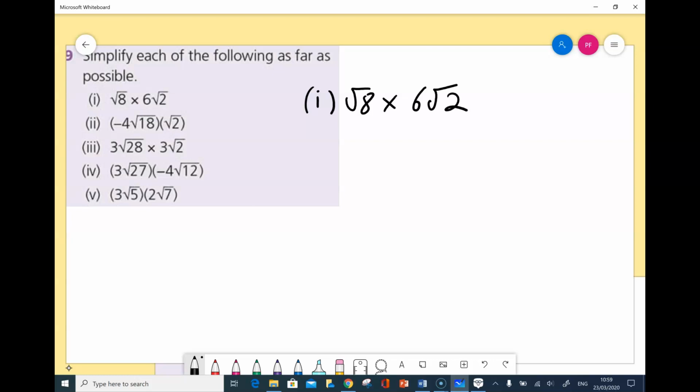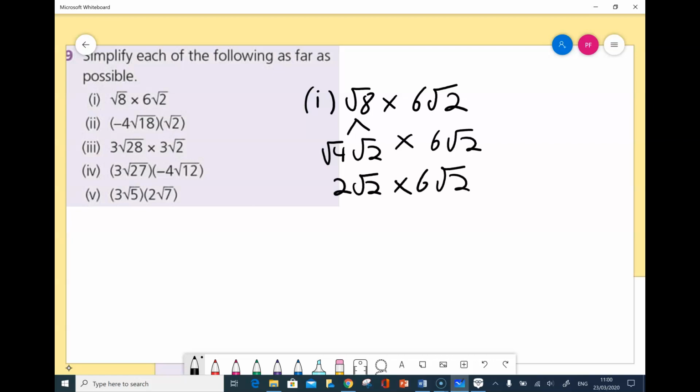So when we're multiplying, let's break them all down. We can break this into root 4 by root 2, so it's still multiplied by 6 root 2. The square root of 4 is 2, so it's 2 root 2 multiplied by 6 root 2. And when we're multiplying, it's just like back-to-back brackets. 2 times 6 is 12, and 2 times root 2 is root 4, and the square root of 4 is 2. So 12 times 2 is 24.